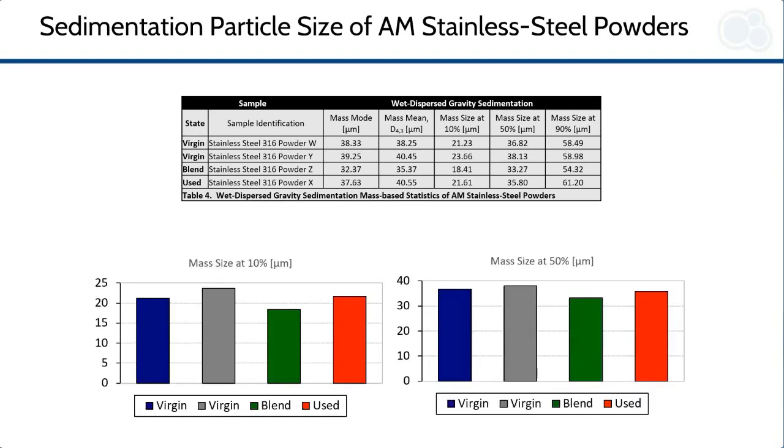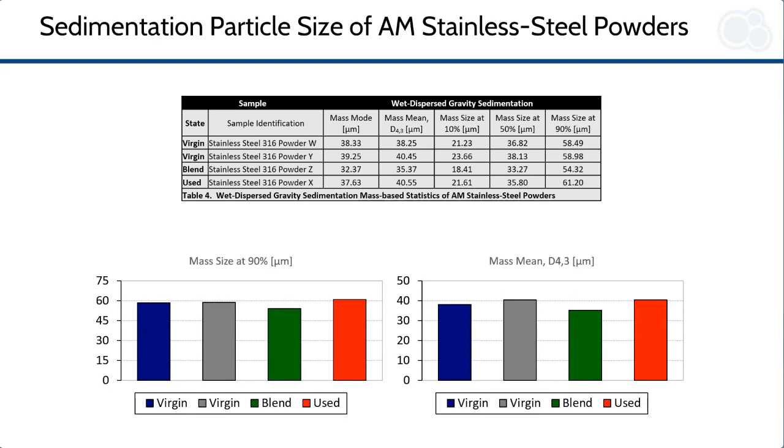Here we see the D10 in the chart on the left and the D50, or median diameter, in the chart on the right. There are some differences that seem to align with the appearance of fines in the used powders, but recall that these are summary statistics representing the entire distribution, and the agglomerates that appear do carry significant weight, especially for a mass-based distribution. The D90 results are shown on the left.